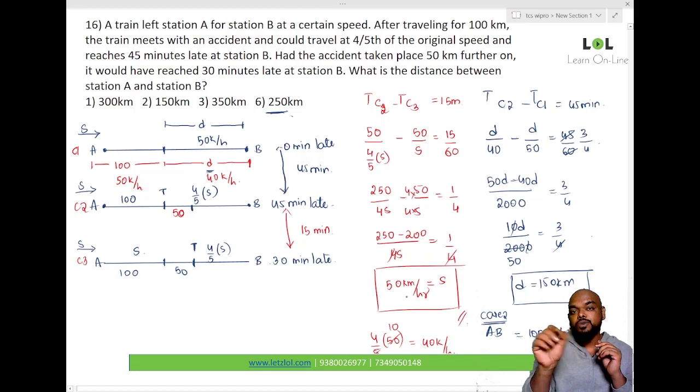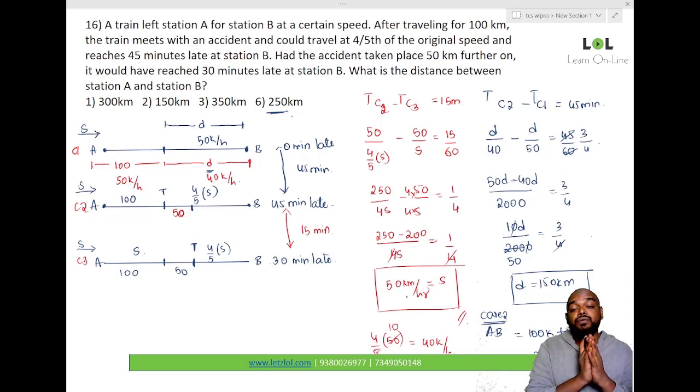So original speed means what? Speed before the accident, we get it as 50 km per hour. And then after the accident, speed becomes 4/5 of the original speed, that is 4/5 of 50, that becomes 40 km per hour. Now we got the speed value. We got S and 4/5 of S. Now we need the total distance. If I consider the first case and second case, total distance is 100 plus D. Let us try to get the value of D.